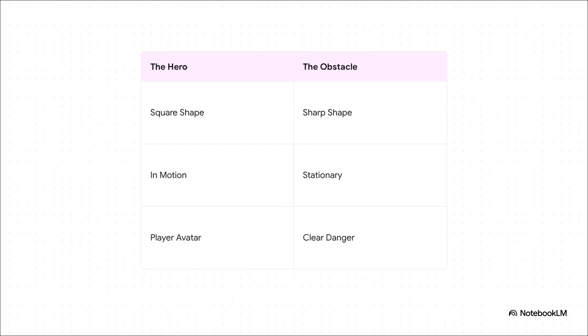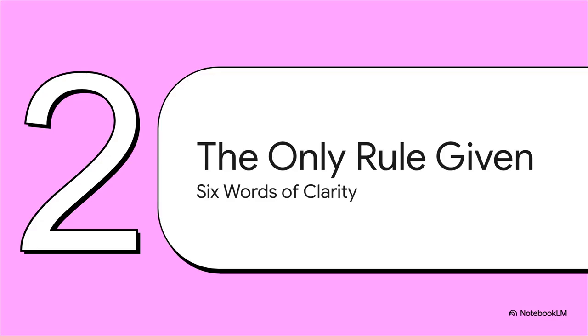And see how these two are defined by total contrast? You're a kind of soft-edged moving square. The danger is a sharp, static object. The visual language is so incredibly clear that you already get the basic relationship here without reading a single word. But the design doesn't just rely on visuals alone. To tie the whole thing together, it gives you one single, crystal-clear rule.